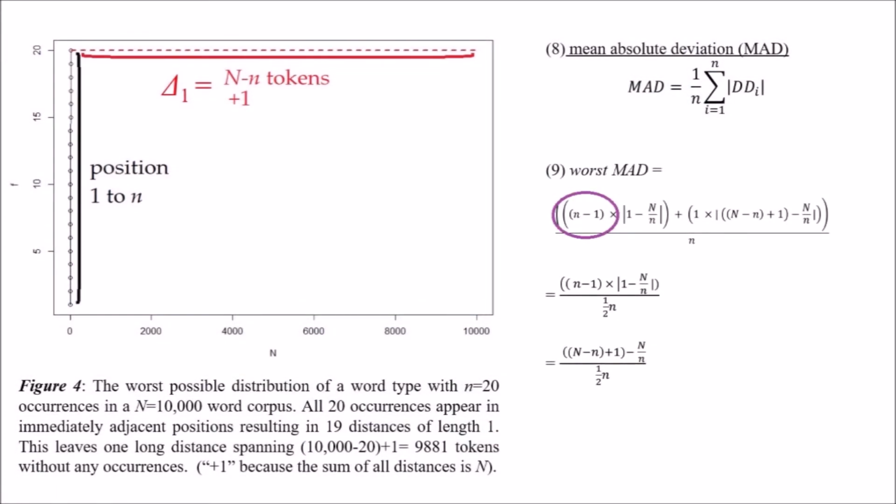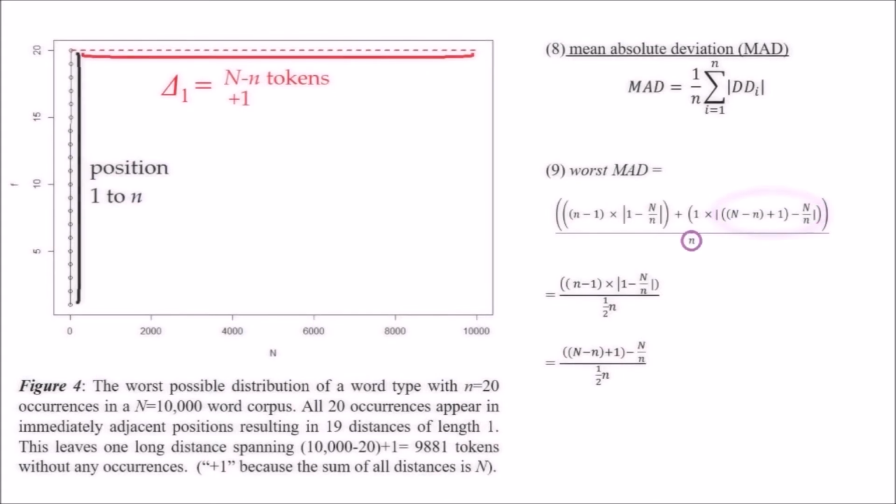So there will be n-1 short distances. Here there are 20 minus 1, 19 short distances, and the deviation of each of these distances is 1 minus the uniform distance, n over m. And there's one really long distance of size n minus m plus 1, so here 10,000 words minus 20 occurrences plus 1, which is 9,981 tokens.